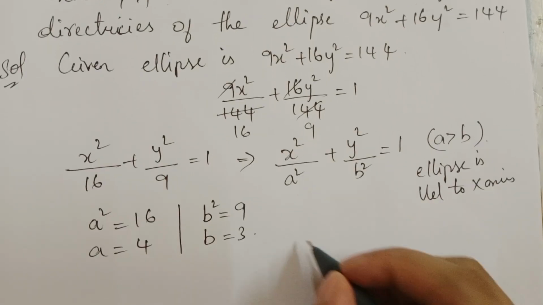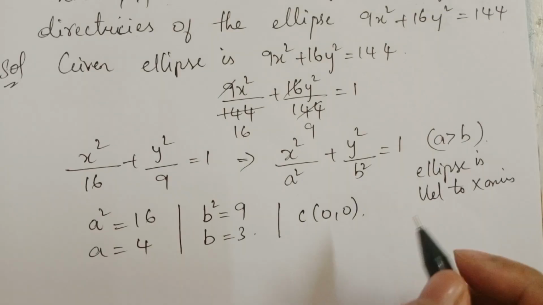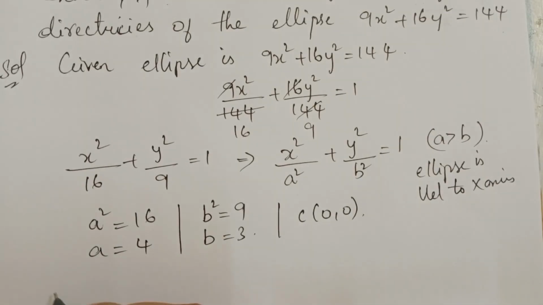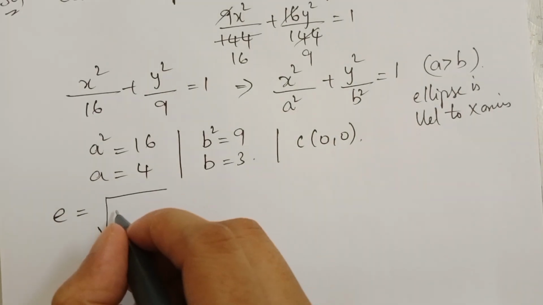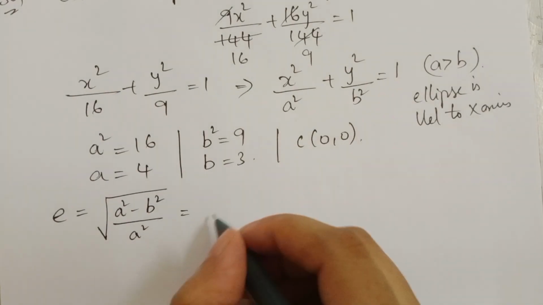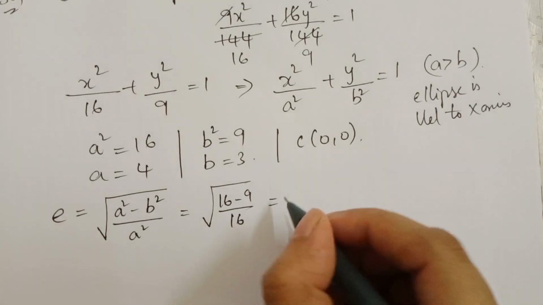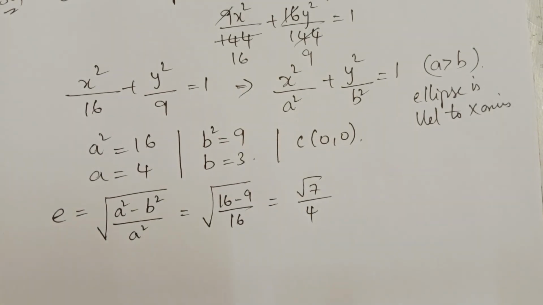As this is a standard form, the center will be 0 comma 0, right? There is no shifted center here. It is at the origin. Now finding eccentricity, e equals to root of (a square minus b square) by a square, which is equal to root of (16 minus 9) by 16. So the value is root 7 by root 16, value is 4.